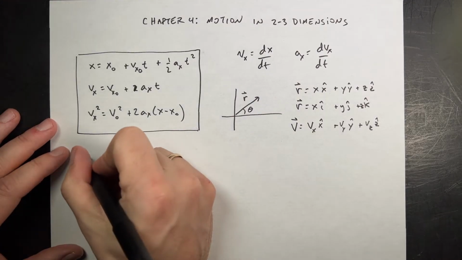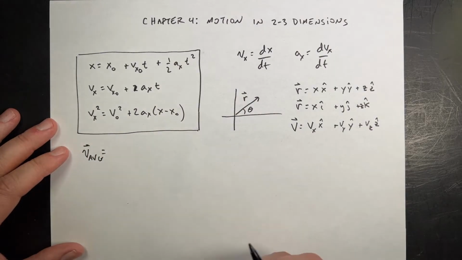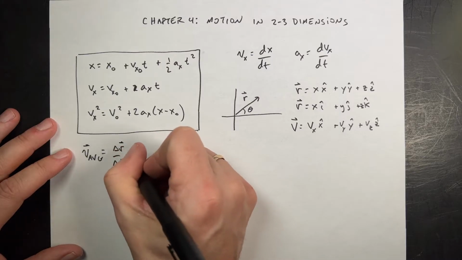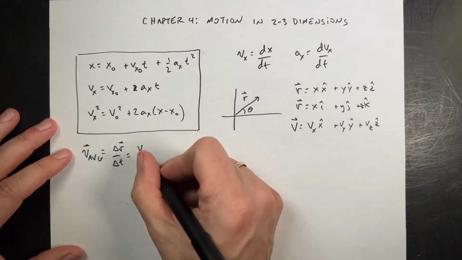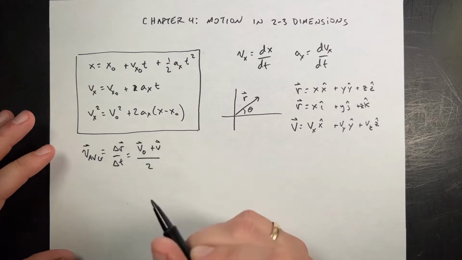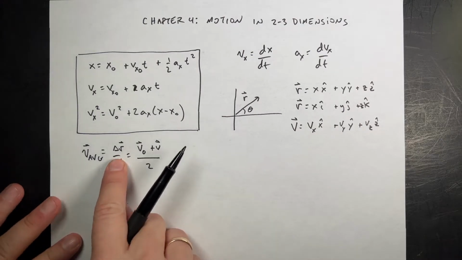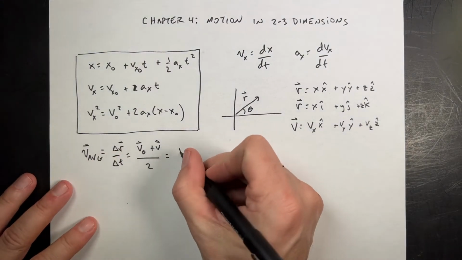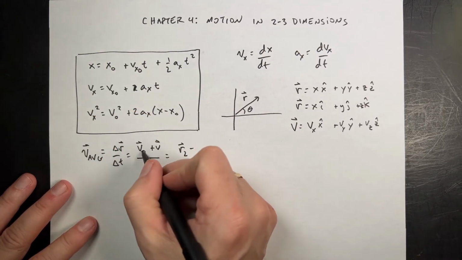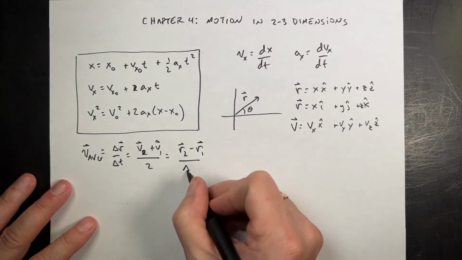But I will say that we could say V average as, instead of delta x over delta t, I'm going to say delta r over delta t. And that's equal to V0 plus V vector over 2. So it looks the same way, except when we have vectors, we have vectors. So this would be delta r is really just r2, I'm going to use 2 and 1, I like that better, r2 minus r1 over delta t.